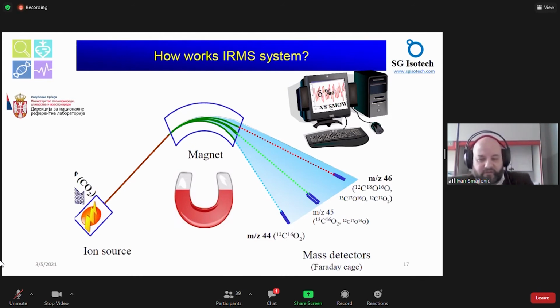And software is counting the number of atoms, right? So in that way, you get these masses, 46, 45, 44. In this picture, it is presented like a triple cup. These are 3 cups which are in the middle.